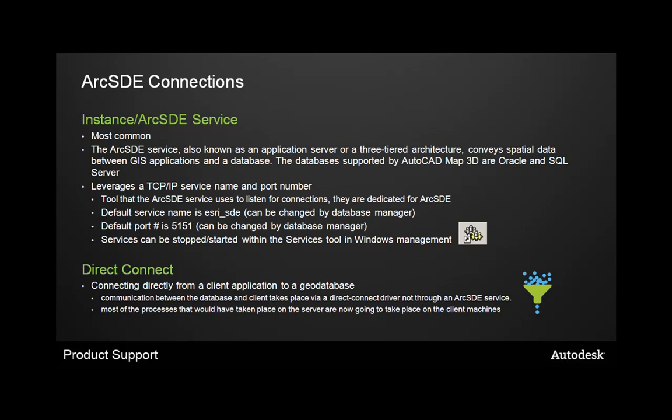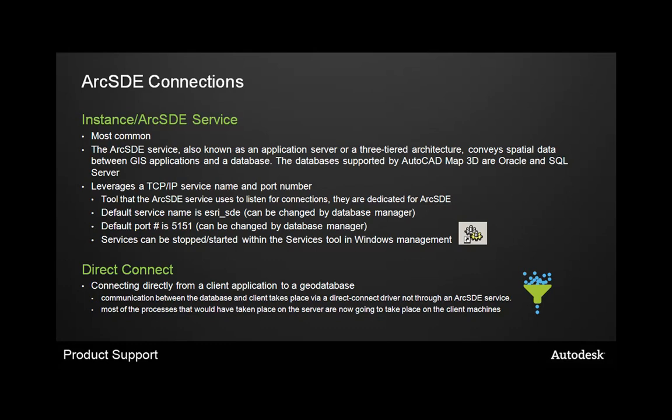The instance and ArcSDE service type is the most common. The ArcSDE service, which is also known as the application server or three-tiered architecture, basically conveys data between GIS applications and a database. We support two types of databases, Oracle and SQL Server. It leverages a TCP/IP service name and port number, which the ArcSDE service uses to listen for connections.